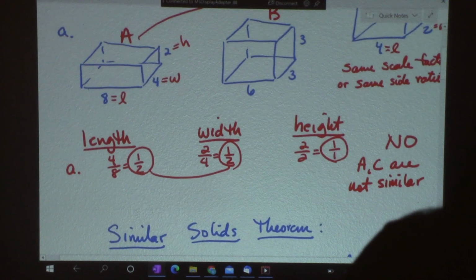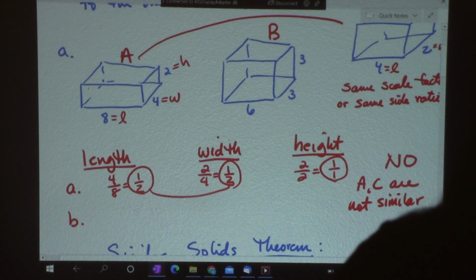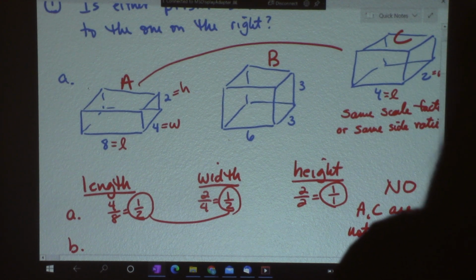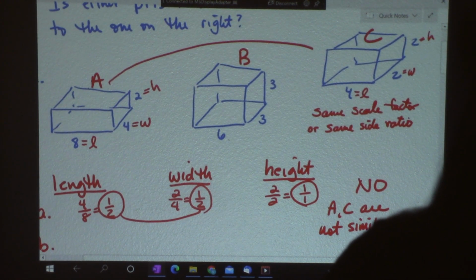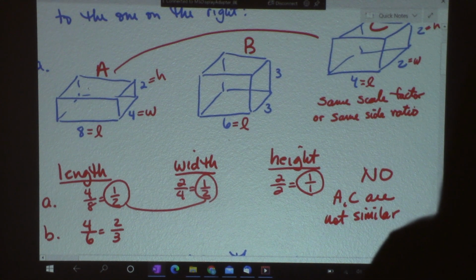Now let's look at the next one, which is B and C, comparing them, okay? So, going to go back to the length of 4 here, and the length in this one, in figure B, is 6. So we have 4 over 6, and that reduces to 2/3.